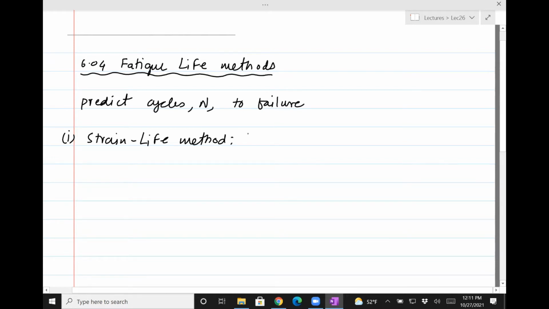Okay, so the question is, why do things fail in fatigue? Well, it turns out that when things fail in fatigue, there's usually a crack in the material when you subject it to stress. So the strain life method uses this crack nucleation, that's the beginning, to predict N.